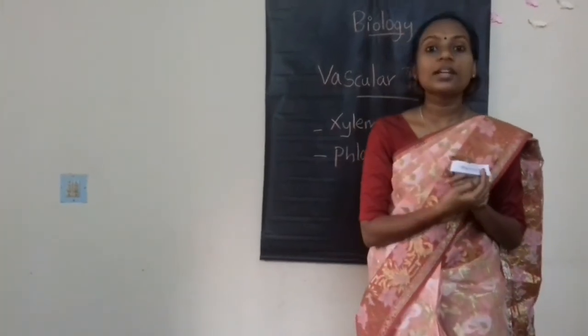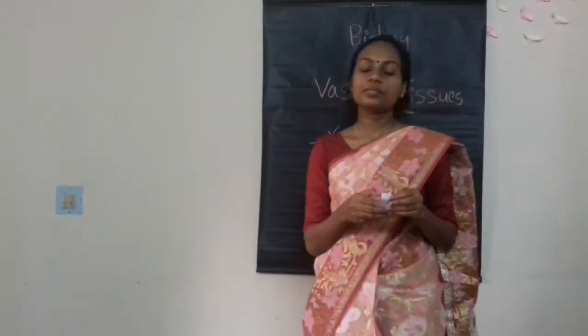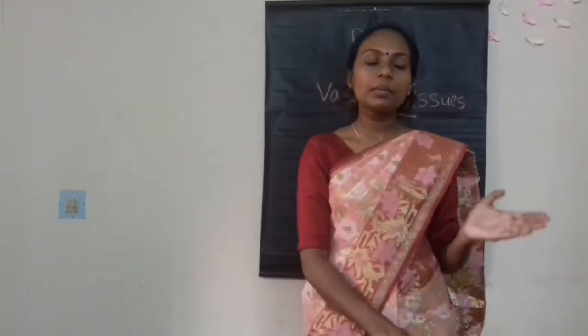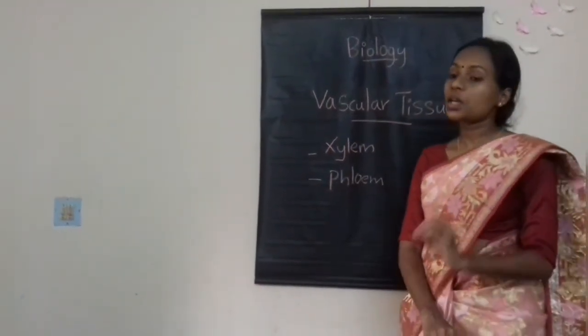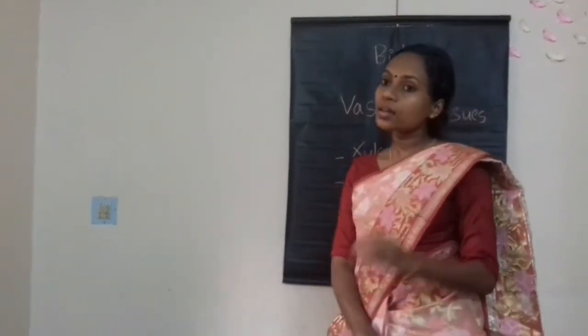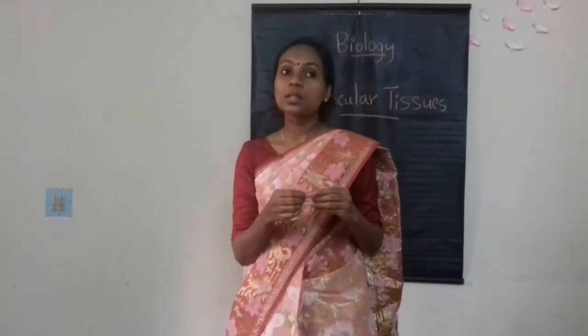The next is tracheids. Okay. How can we frame a question? We can say, which are the long and tapered tubes found in the vascular tissue xylem? That's a question. Or we can say, name a part in xylem that helps for conducting water and minerals. Then also we'll get the answer tracheids.